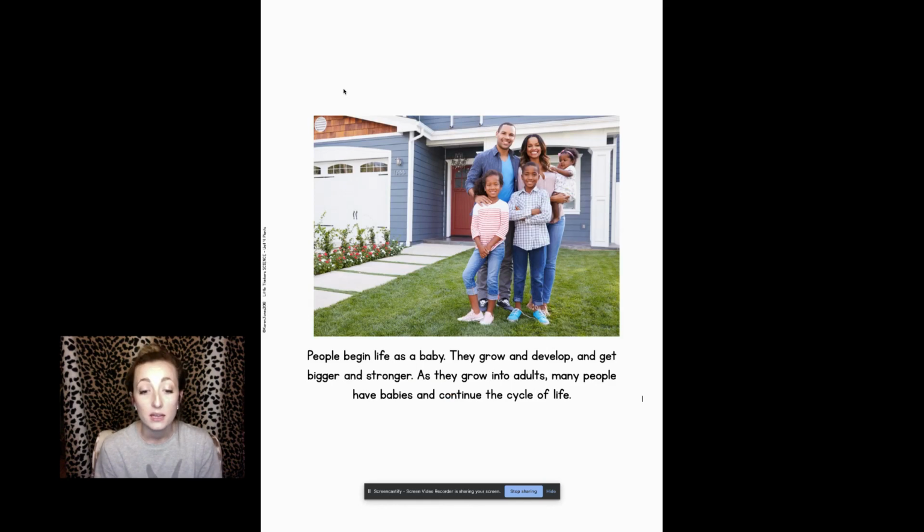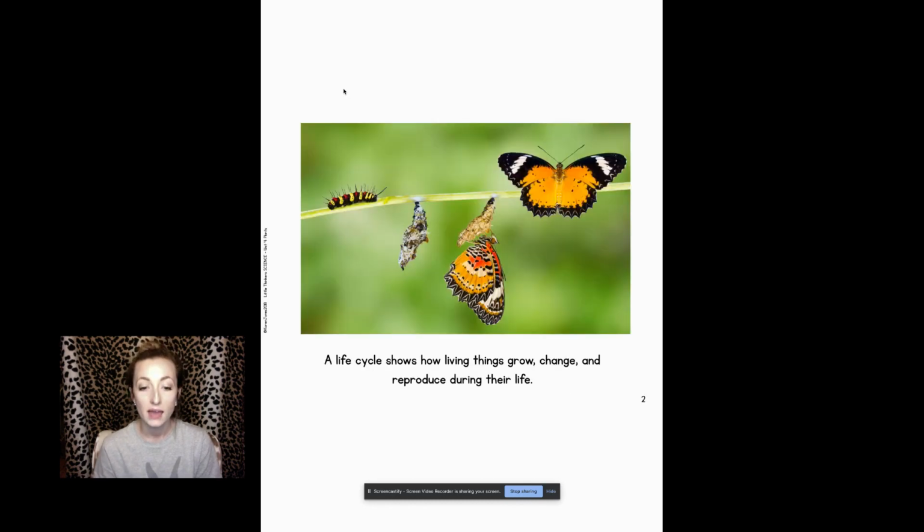People begin life as a baby. They grow and develop and get bigger and stronger. As they grow into adults, many people have babies and continue the life cycle. A life cycle shows how living things grow, change, and reproduce during their lives. So on this example, it doesn't show a plant, but it does show the life cycle of a butterfly.